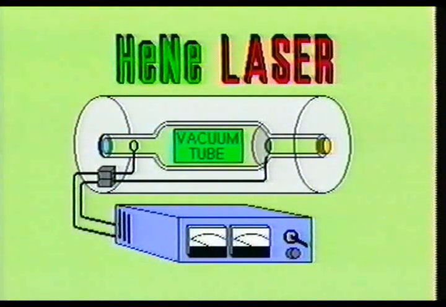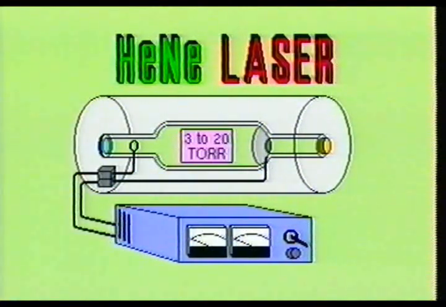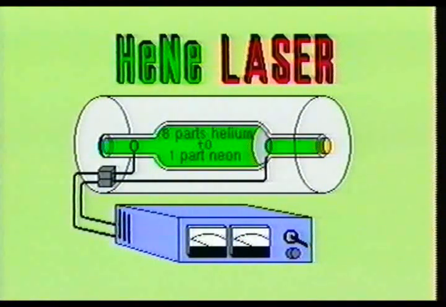Bear in mind that the HeNe device is actually a vacuum tube, and its operation is very similar to that of a standard diode vacuum tube, in that the current will flow from the cathode to the anode. The vacuum inside the HeNe device will typically place the total pressure somewhere in the neighborhood of 3 to 20 torr. The helium is the prominent gas in the HeNe device. There is typically 8 times more helium than neon in the vacuum tube laser device.